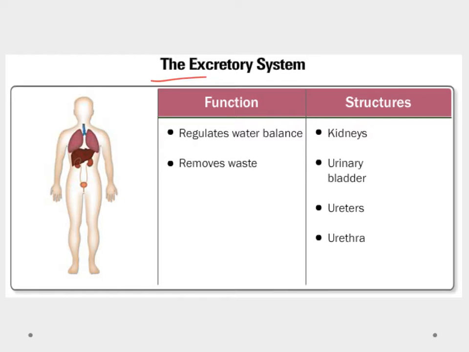Okay, so as we were talking about the excretory system, we have three different parts. We have the kidneys here, we have the bladder, we have the ureters and the urethra that are going to work through it. And the functions of the excretory system are to remove wastes, primarily from the body, but also to regulate the water balance.